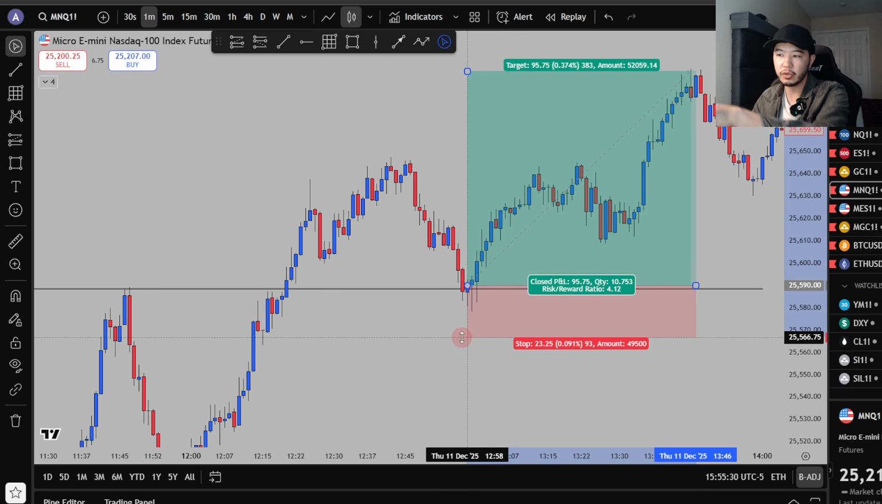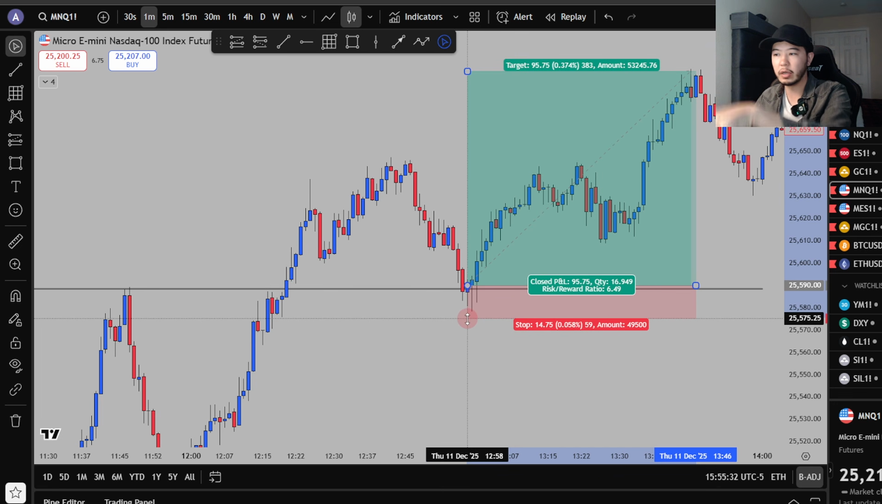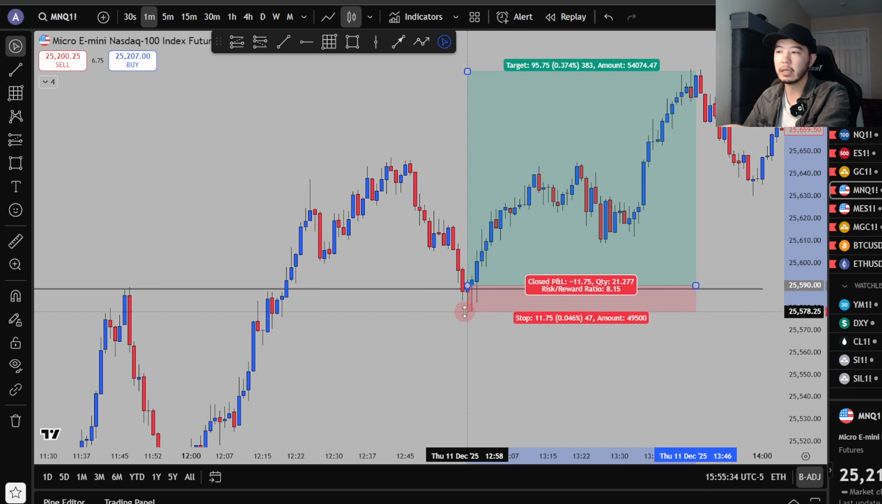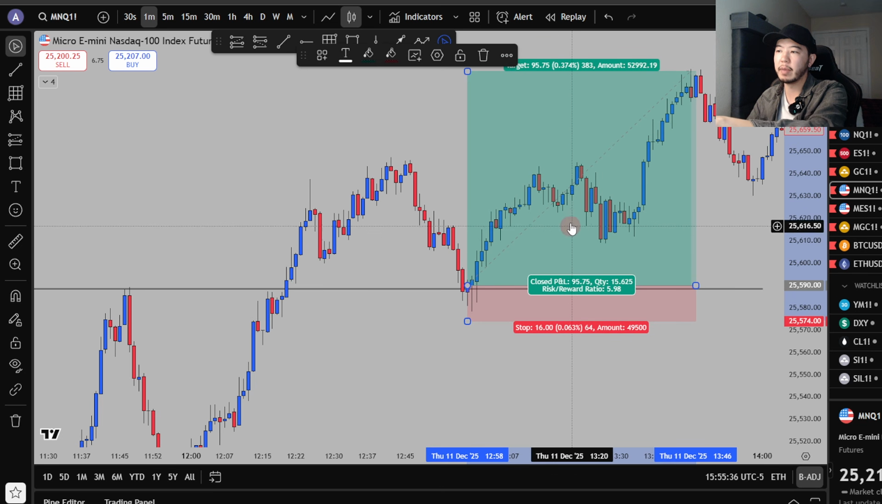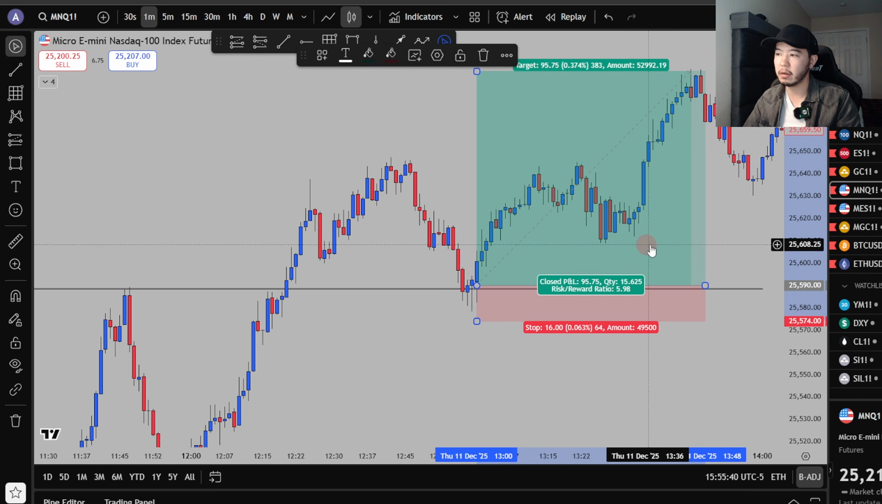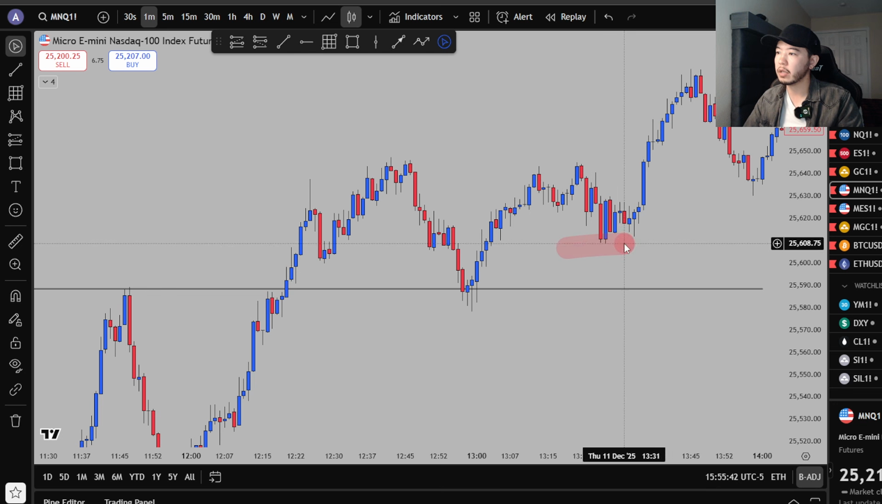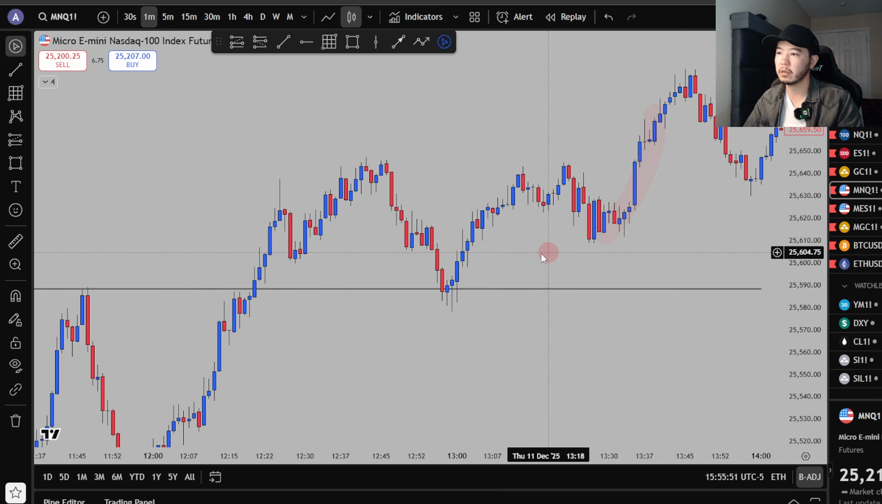So if there's multiple swing lows, every time we make a new swing low, I move my stop loss right here. Let's say we make another swing low here, then I move my stop loss here. Or you can move your stop loss somewhere around here. You will be safe until it hits your target.